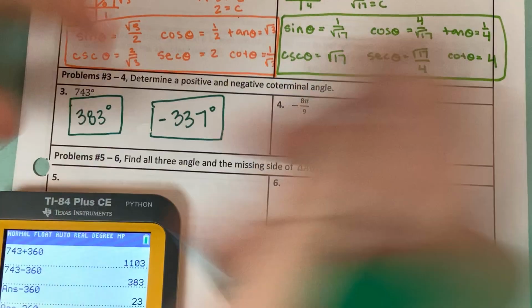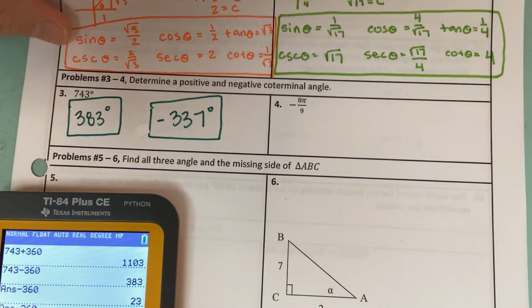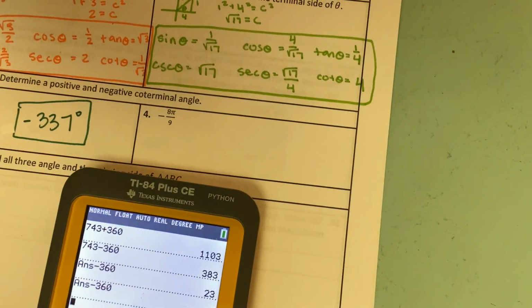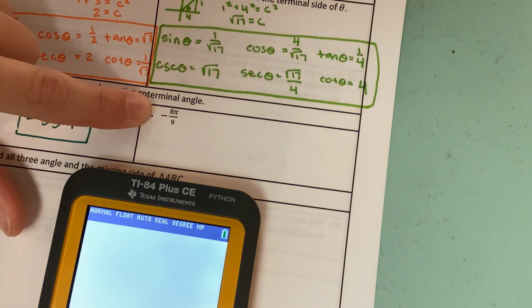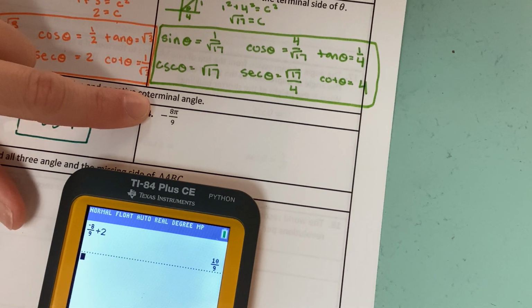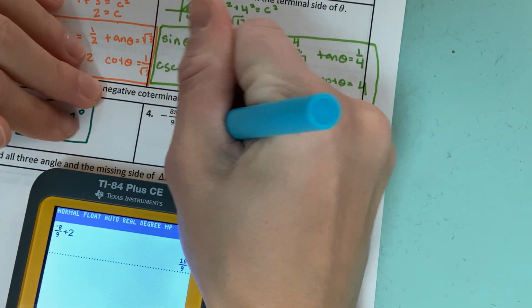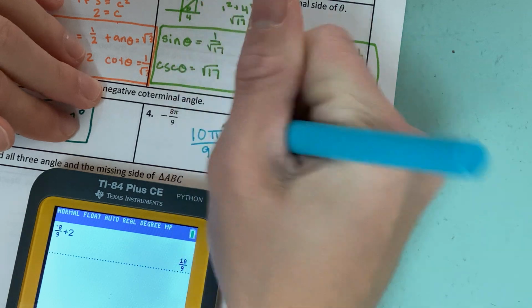All right, so on this one here, this is in radians. So we're going to subtract or add 2 pi. So in my calculator, I'm going to type -8 over 9. I'm not typing the pi in because I'm just going to leave my answers in terms of pi. And I'm going to add 2. So that is a positive coterminal angle, so 10 pi over 9.